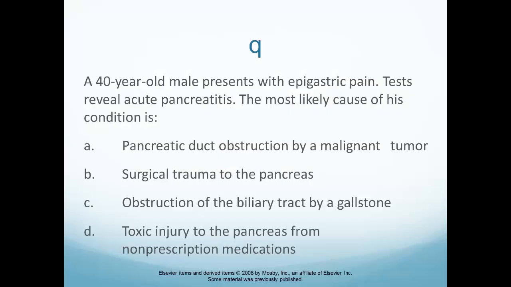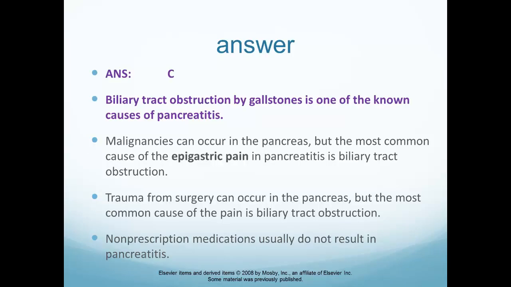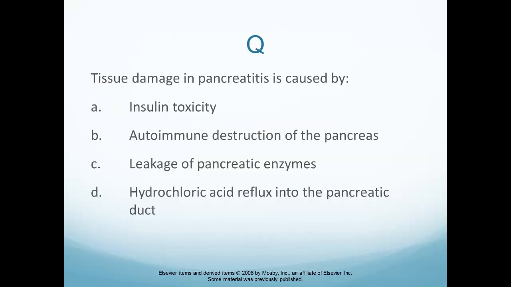Let's take a look at a few more questions now. A 40-year-old male presents with epigastric pain. Tests reveal acute pancreatitis. The most likely cause of his condition is... If you answered biliary tract obstruction by gallstones, you would be correct. That is the most common cause of pancreatitis.